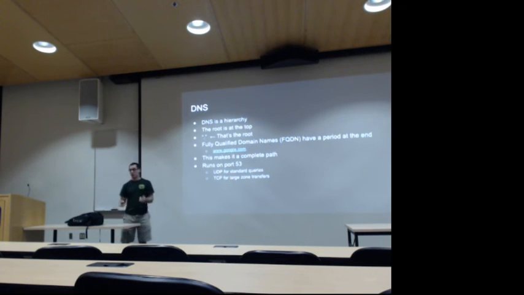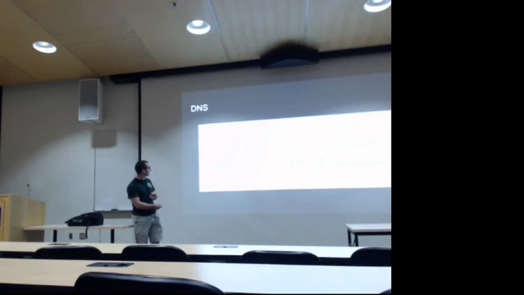DNS normally runs on port 53. It uses UDP for all queries by standard, and then it uses TCP for zone transfer. So if you have a master DNS server and a slave DNS server, the slave can pull a zone transfer from the master server to say, okay, what are these things? So you can have multiple servers that can serve the requests at the same time.